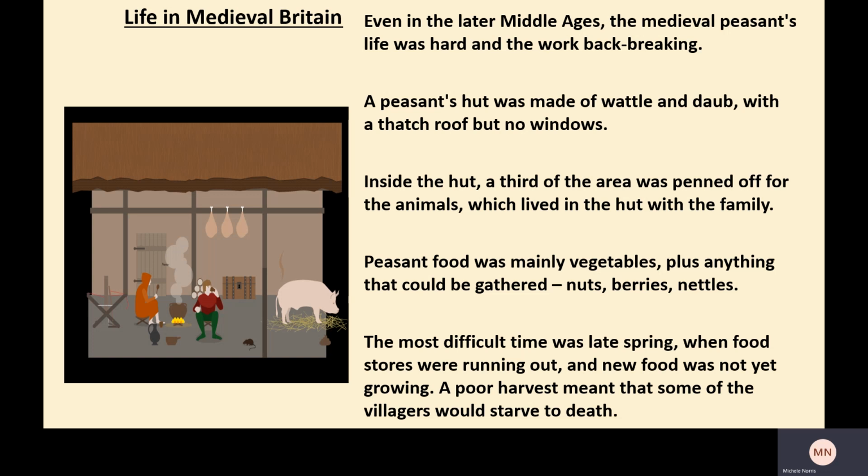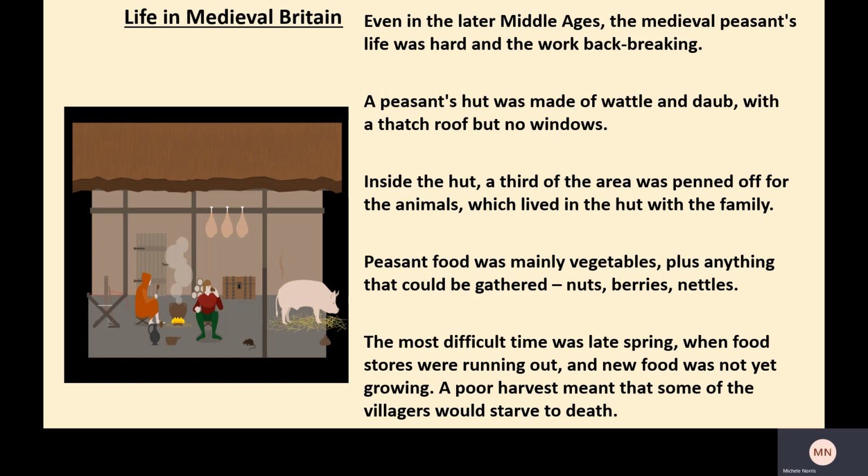Peasant food was mainly vegetables, plus anything that could be gathered, which was nuts, berries or nettles. Yep, even nettles can be eaten. I believe you can make a soup out of nettles as well. The most difficult time was late spring, when food stores were running out and new food was not yet growing. A poor harvest meant that some of the villagers would starve to death.